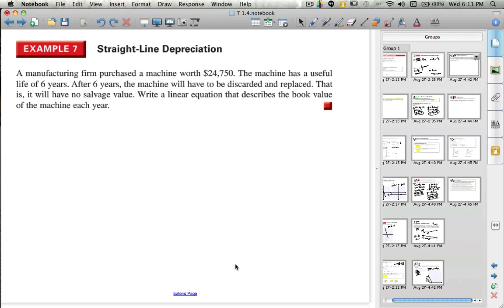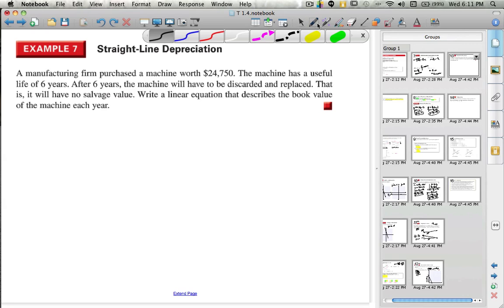Okay, depreciation is also dealing with loss of value. There are many different types of depreciation. In this case, it's straight line, which follows a linear situation. A manufacturing firm purchased a machine worth $24,750. That's the original value. The machine has a useful life of 6 years. After 6 years, the machine will be discarded and replaced. That is, it will have no salvage value. Write a linear equation that describes the book value of the machine each year.